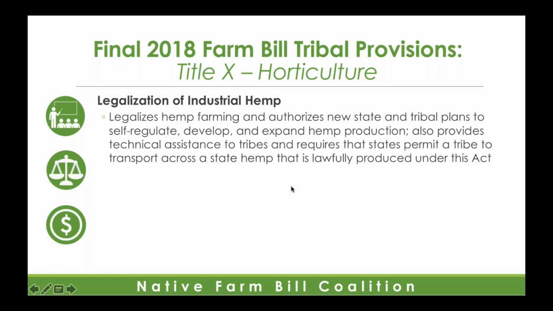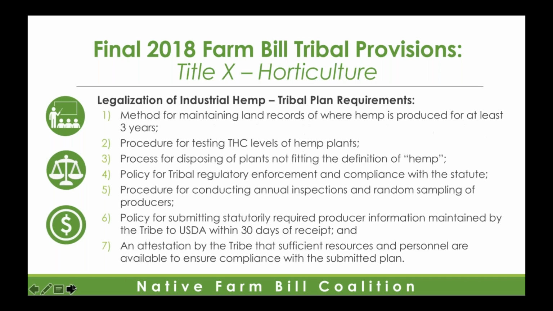And so for a tribe or a state to assume regulatory authority of on-reservation hemp production, they must first submit a plan to the Secretary with these requirements. Just to touch through them briefly, maintaining the land records, laying out the testing procedures, disposing of plants that don't meet the definition of hemp, requiring the USDA to receive certain information from the tribe within 30 days, laying out how the tribe is going to conduct random inspections and sampling.